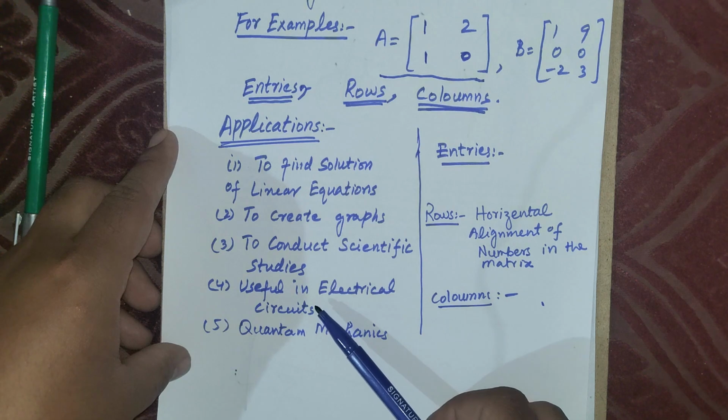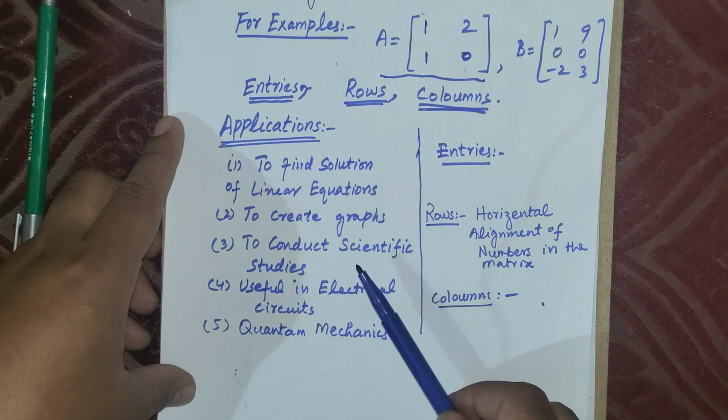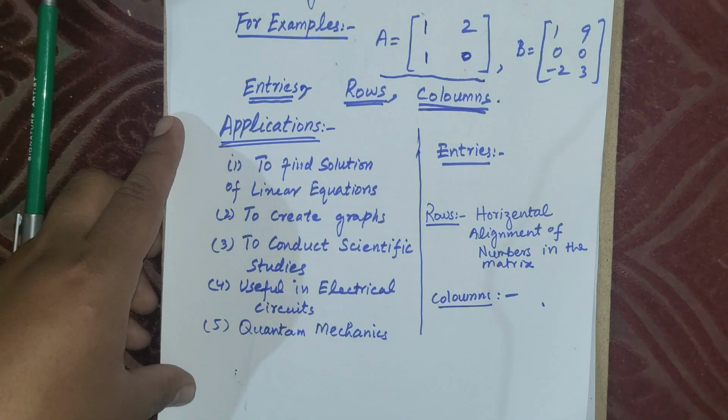In electrical circuits we have different types of elements arranged together. All those elements have mathematical values, and to calculate the mathematical value of an unknown element, we use matrices. It is very helpful to calculate it. It can also be used in quantum mechanics.